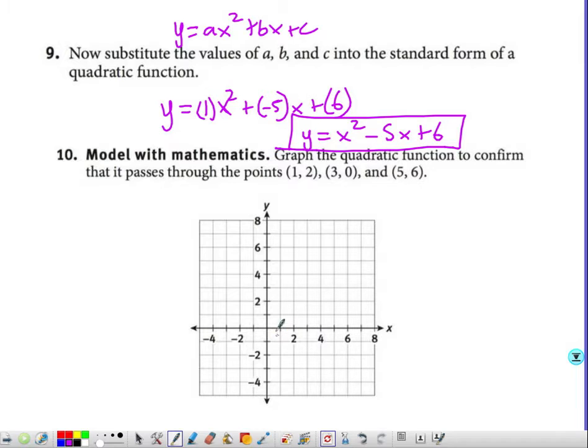And if you graph that, you're going to see that these were the original points that we were given at the very beginning: 1, 2, 3, 0, and 5, 6. If we put those points on the grid and we graph this quadratic function, we can see that our parabola is going to go through those 3 points. So those 3 points determine this specific parabola.